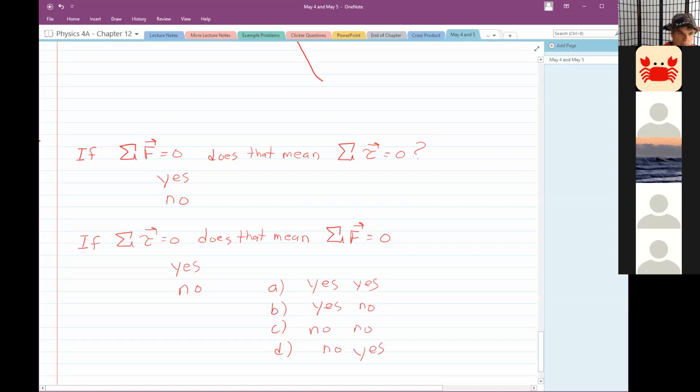So two-part question. Part one, if the sum of the forces on an object is 0, does that mean the sum of the torques on the object is going to be 0? Yes or no? If the sum of the torques on an object is 0, does that mean the sum of the forces on the object is 0? Yes, no. Let's open up a poll, relaunch polling. Okay, so as a clicker question, what do you think? If I know the sum of the forces on an object is 0, does that mean the sum of the torques is also 0? If I know the sum of the torques is 0, does that mean the sum of the forces is also 0? What do you think? Yes or no in each case?